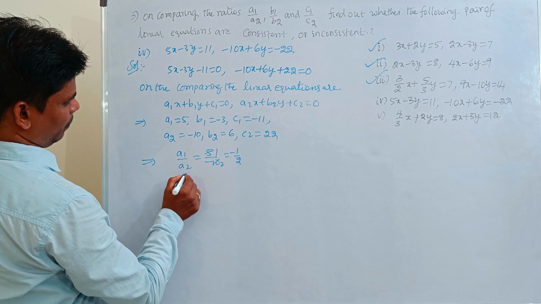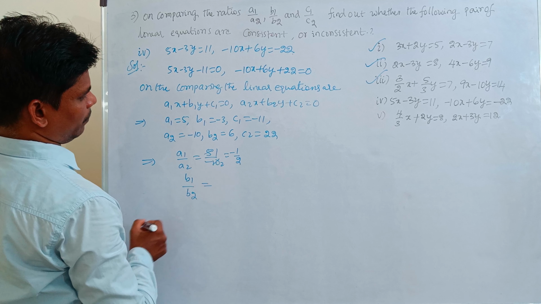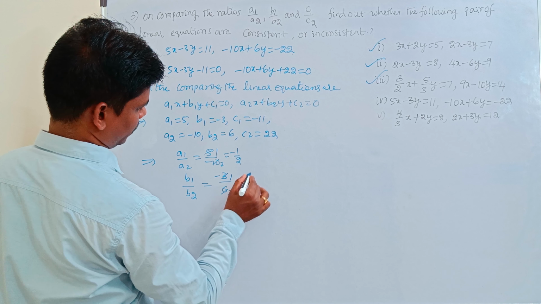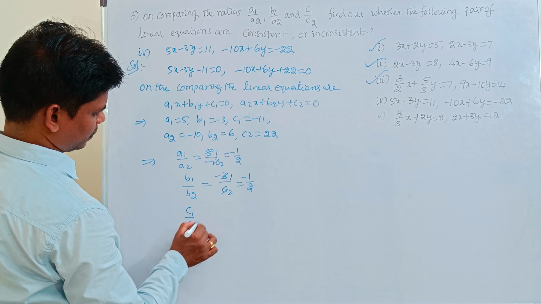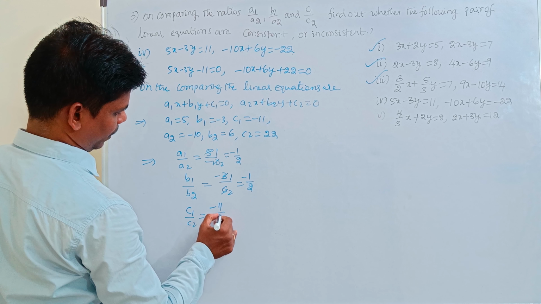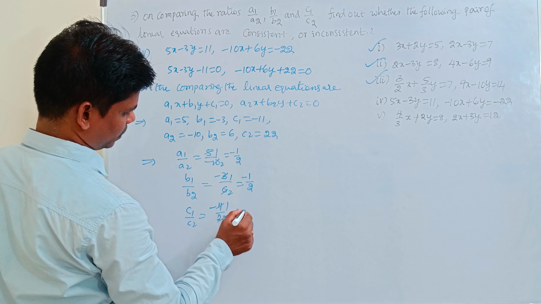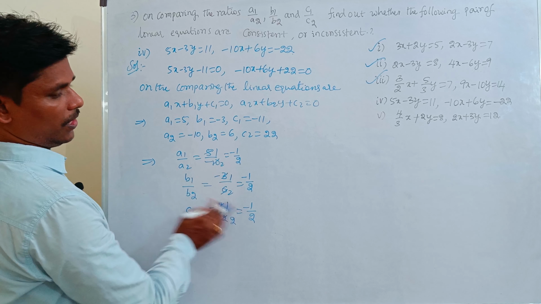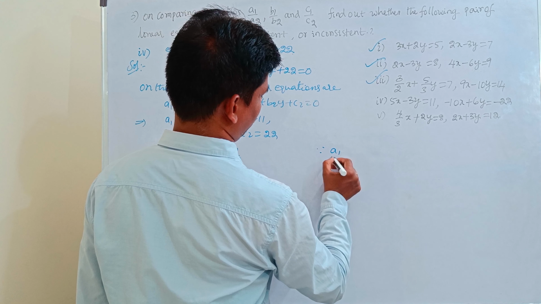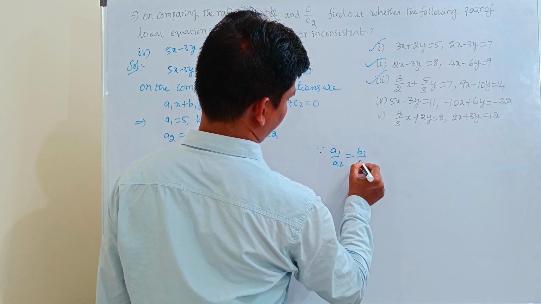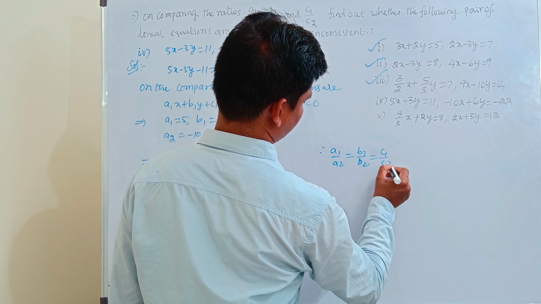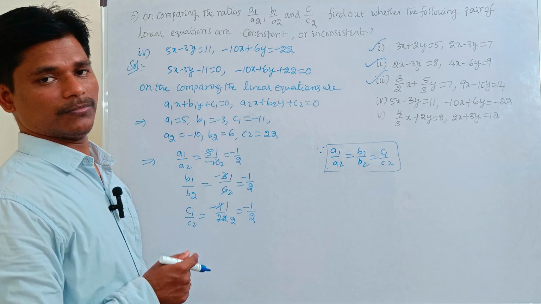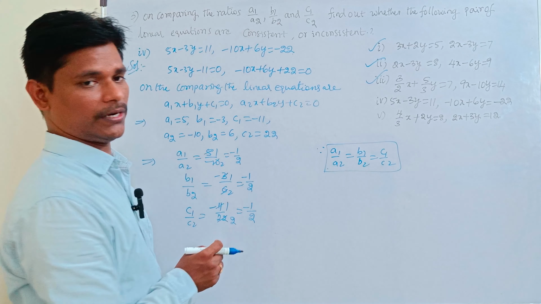Next, the b1 by b2 ratio. Minus 3 by 6, 3 ones are 3, 3 twos are 6, minus 1 by 2. Next, c1 by c2 is equal to minus 11 by 22, 11 ones are 11, 11 twos are 22. That is equal to minus 1 by 2. So what do you conclude about the three ratios? All are equal. Therefore, a1 by a2 is equal to b1 by b2 is equal to c1 by c2. Which case is satisfied here?